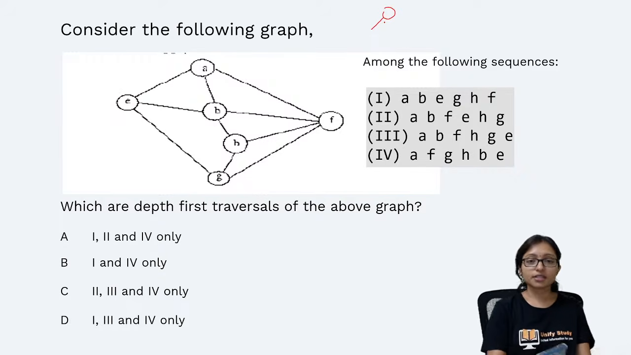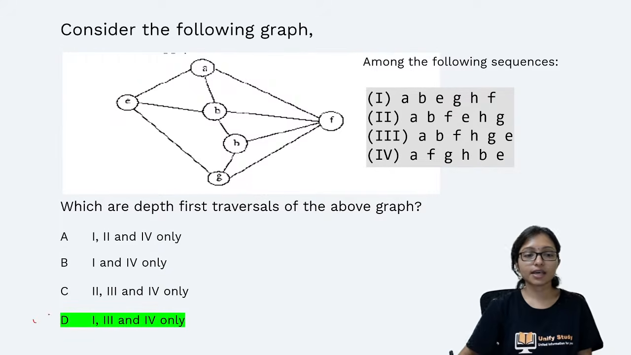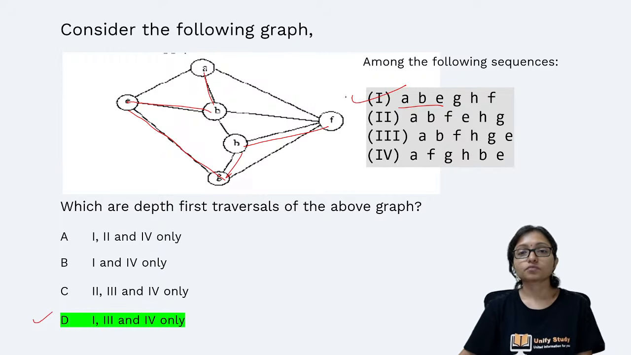So here answers are coming. I can see the answers. The answer will definitely be D, because just check it. A to B there is a path, B to E there is a path, E to G path is there, G to H path is there, H to F path is there. This is the correct one definitely.